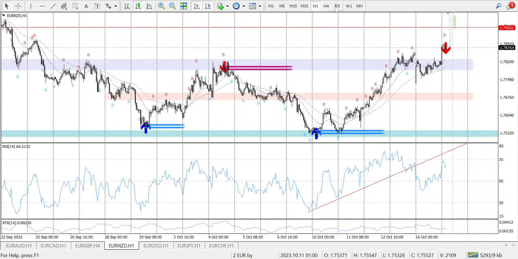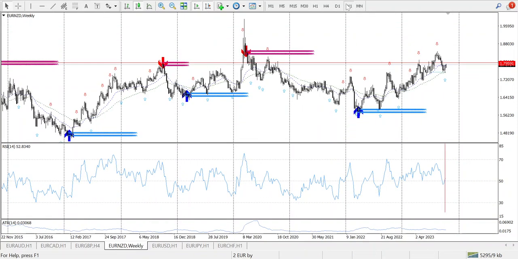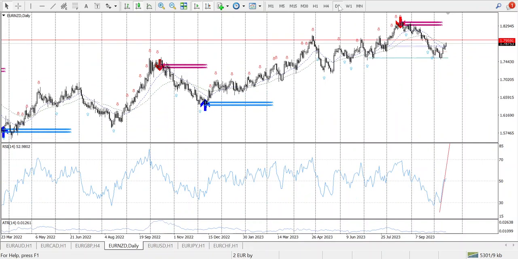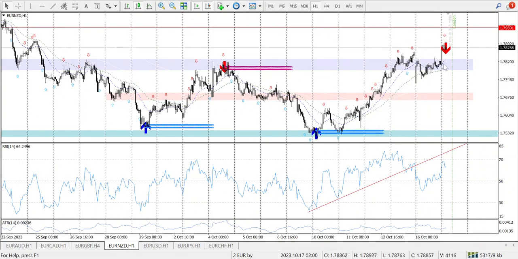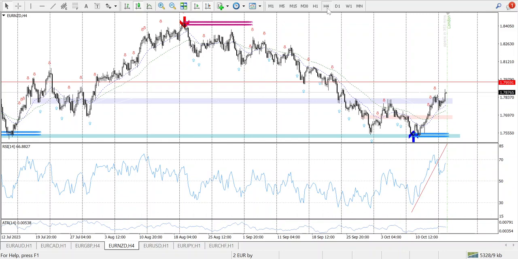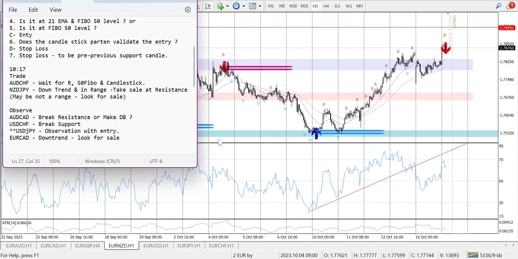Euro NZD, weekly, is an uptrend. Daily, obviously uptrend, taken a support and moved up in the last 3-4 days. Euro NZD. So it broke the range right now. So it formed a divergence. Euro, New Zealand dollar.